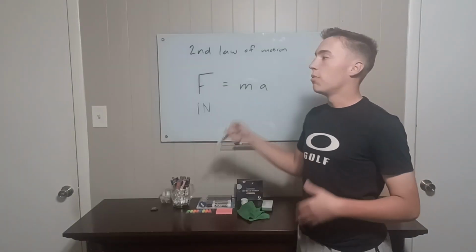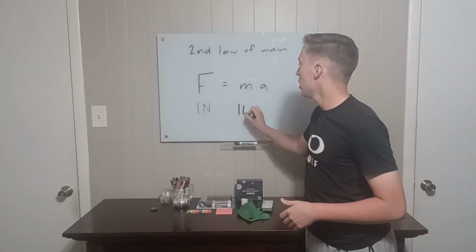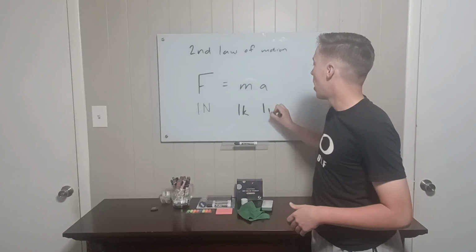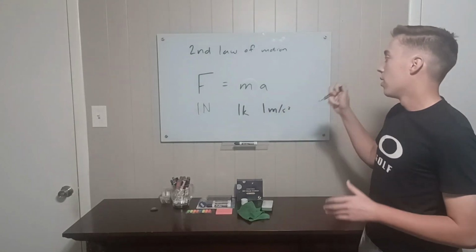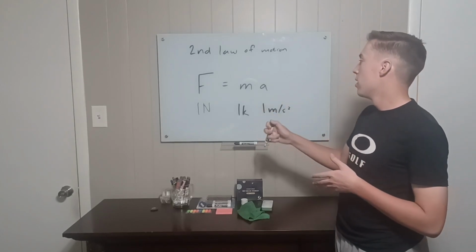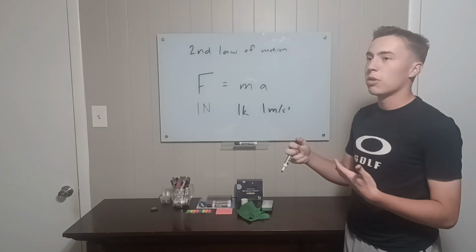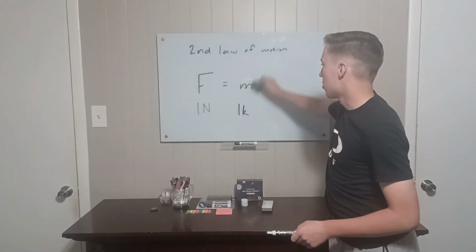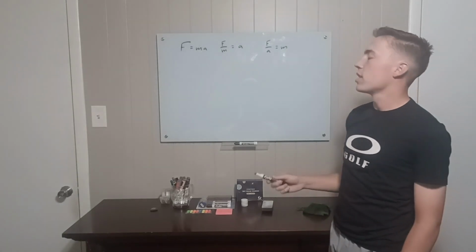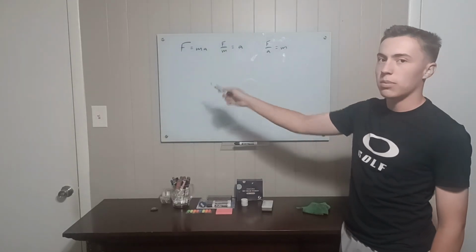1 Newton is defined as how much force is required to accelerate 1 kilogram of mass at 1 meter per second squared. So how much force is required for 1 kilogram of mass to increase in speed by 1 meter per second every second. Let's see how we can work with this equation. Of course, the first thing that you'll notice is that because it's an equation, we can rearrange it to solve for any one of the variables.